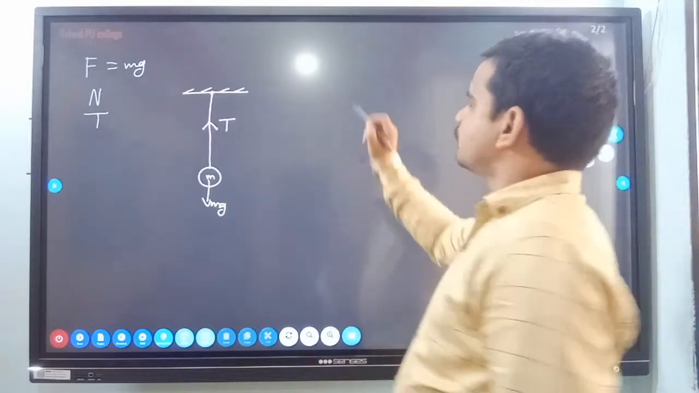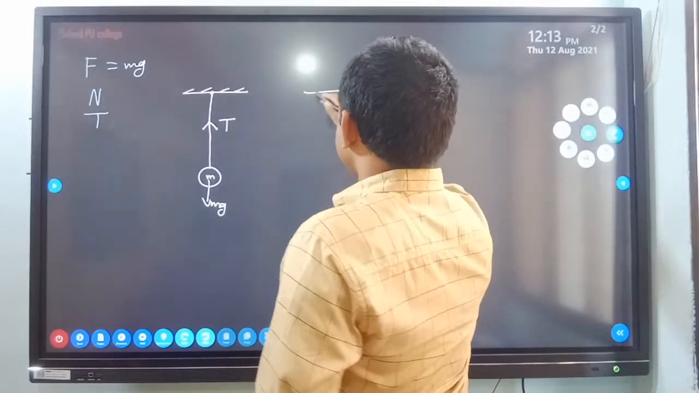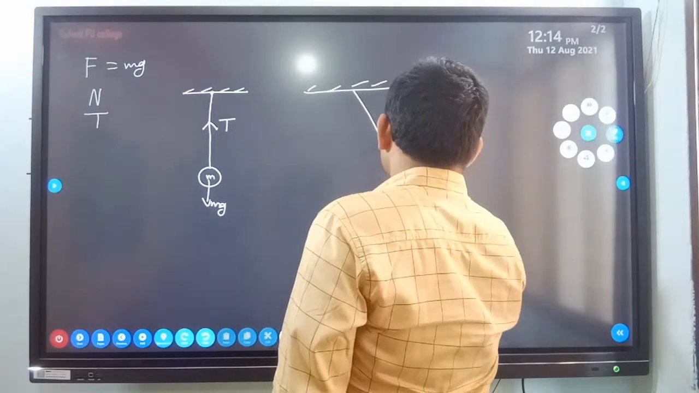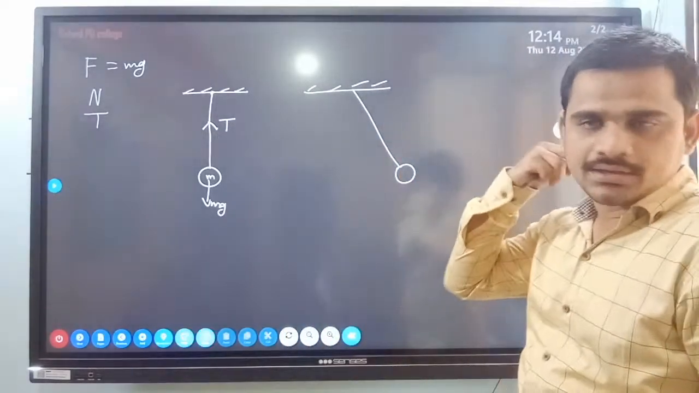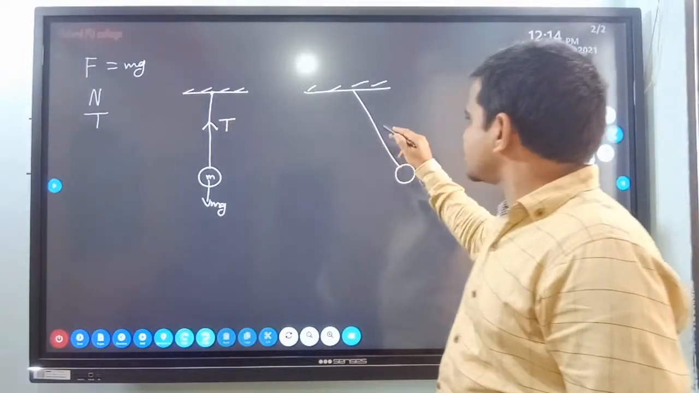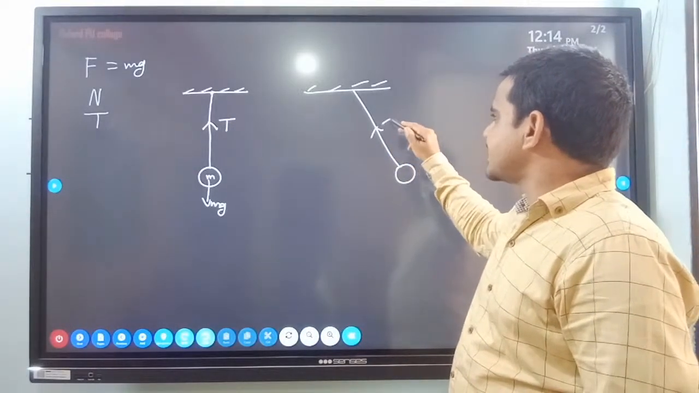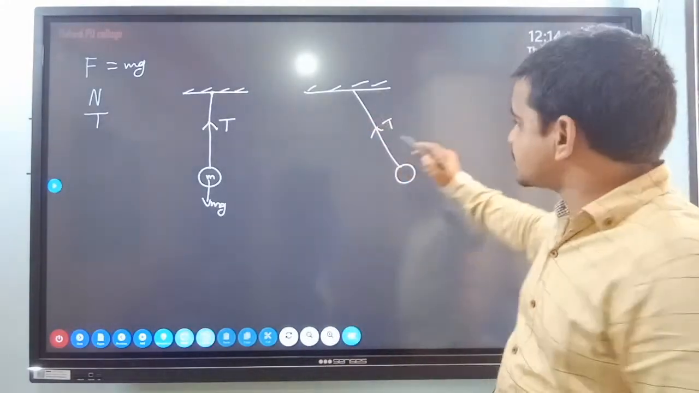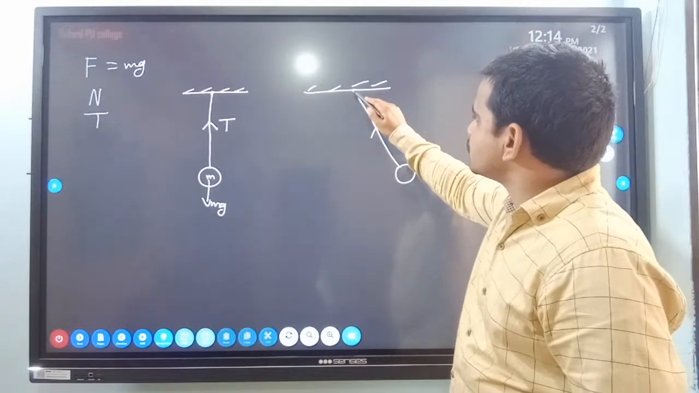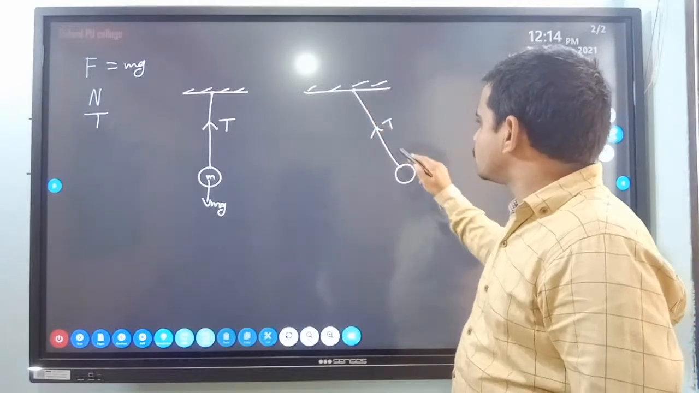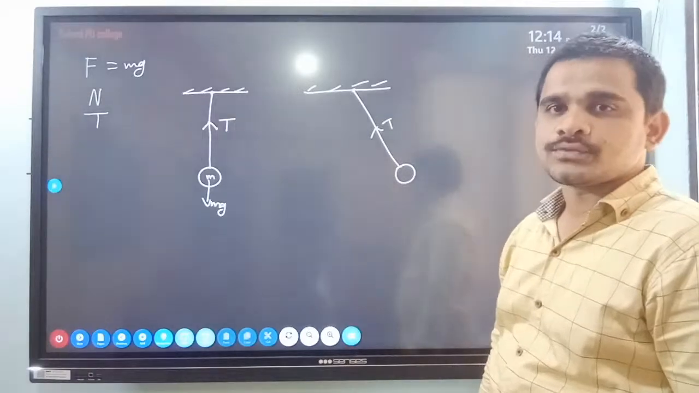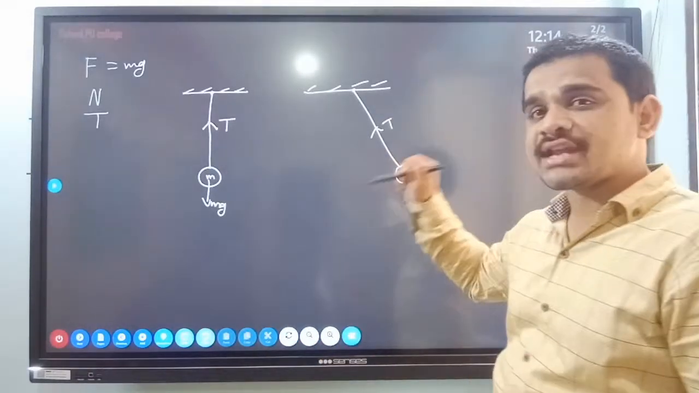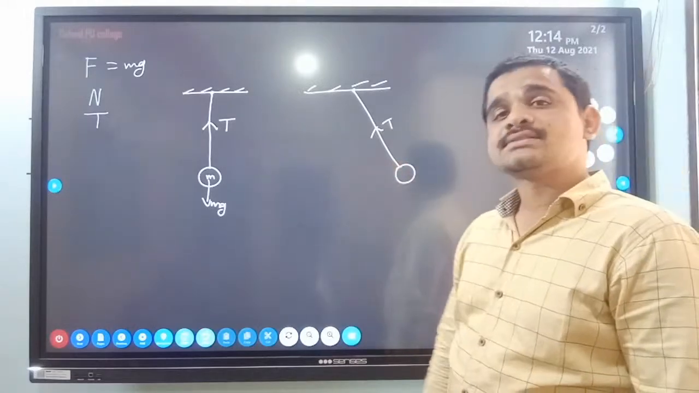Let us see one more example. This body is suspended like this. Here also the tension acts in this direction. What's the tension direction here? In this direction, right? This force acts towards the point of suspension. Always the tension acts towards the point of suspension.